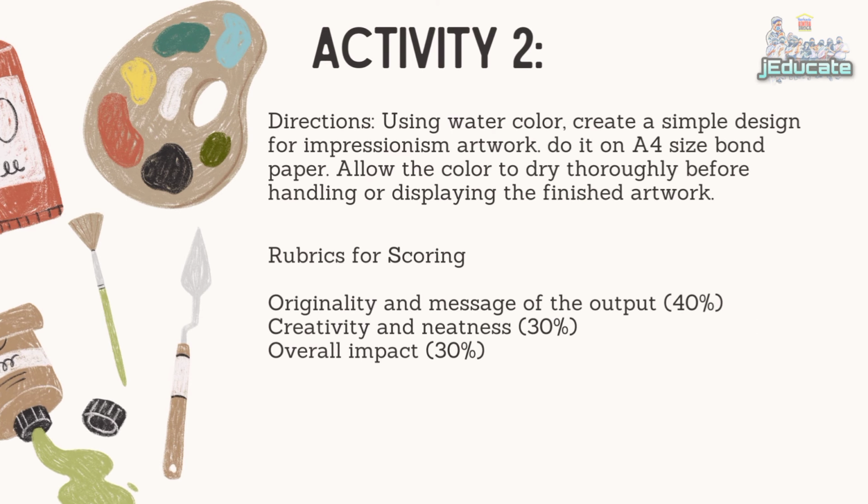For activity number 2, directions. Using watercolor, create a simple design for Impressionism artwork. Do it on A4 size bond paper. Allow the color to dry thoroughly before handling or displaying the finished artwork. Rubrics for scoring. Originality and message of the output, 40%. Creativity and neatness, 30%. Overall impact, 30%, for the total of 100%.